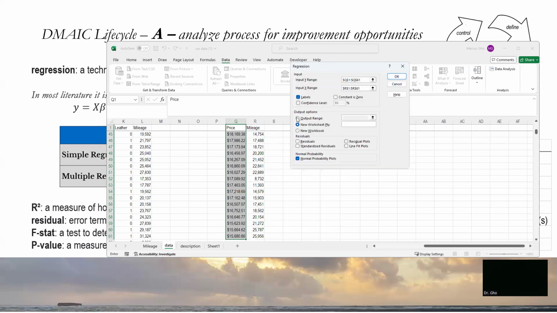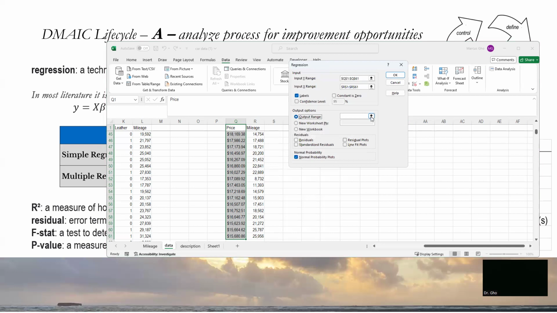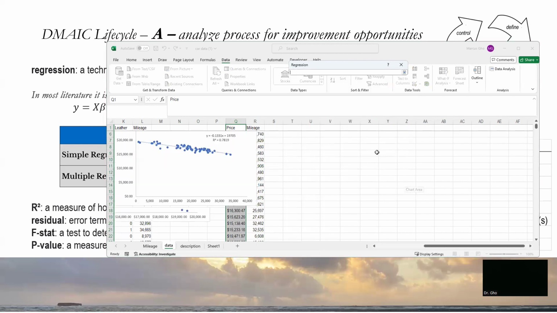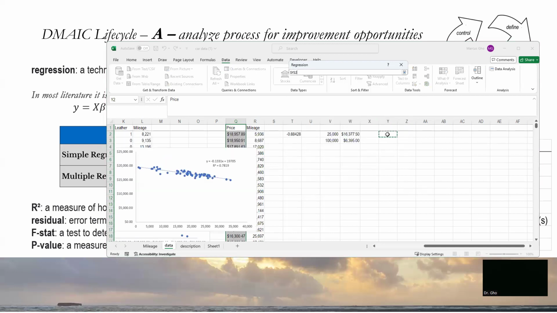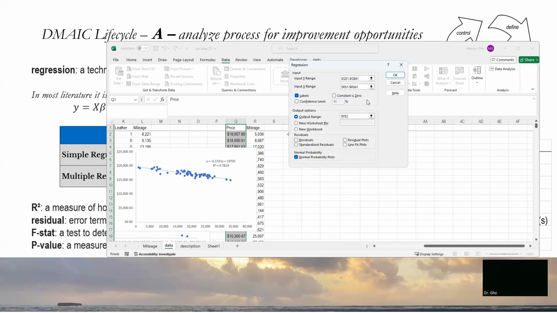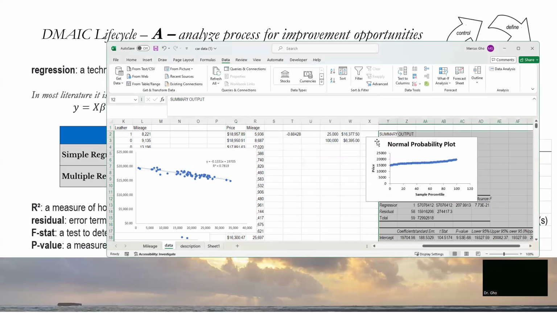So in my case, it's R1 to R61. And you can put it in a new workbook, a new worksheet, or you can tell it what range you want, either one. I'm going to put this one over here to the right. I'll click on that cell right there. I click OK. Now I've got this normal probability plot.